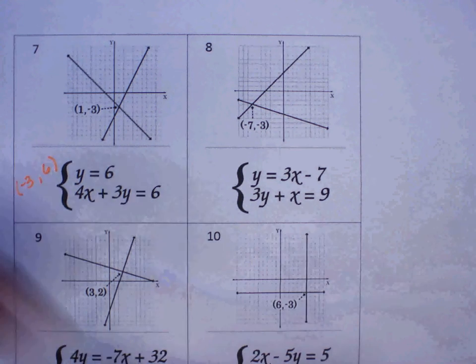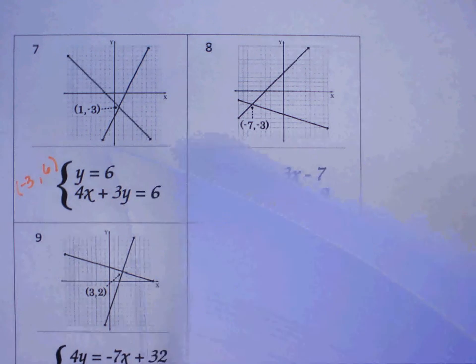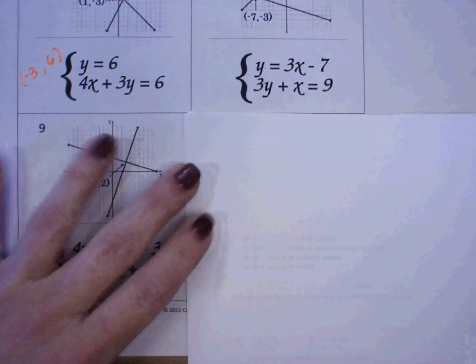All right, let's go to 8. Do you want me to go back and work them all out? Okay, that's what I thought. All right. Let's go to number 8.